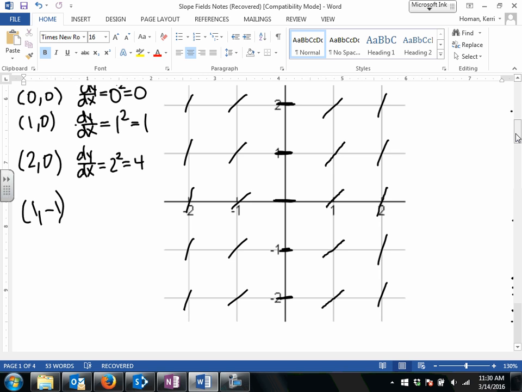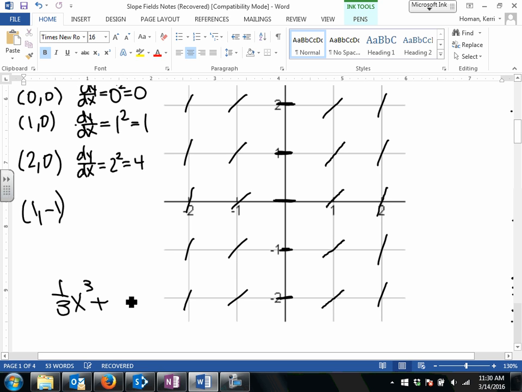So this represents the antiderivative. What is the antiderivative of x squared? 1/3 x cubed plus C. So these are all 1/3 x cubed, differing by a constant depending on where you start. That's what this is representing. We can see that because we know what it's supposed to look like, right?